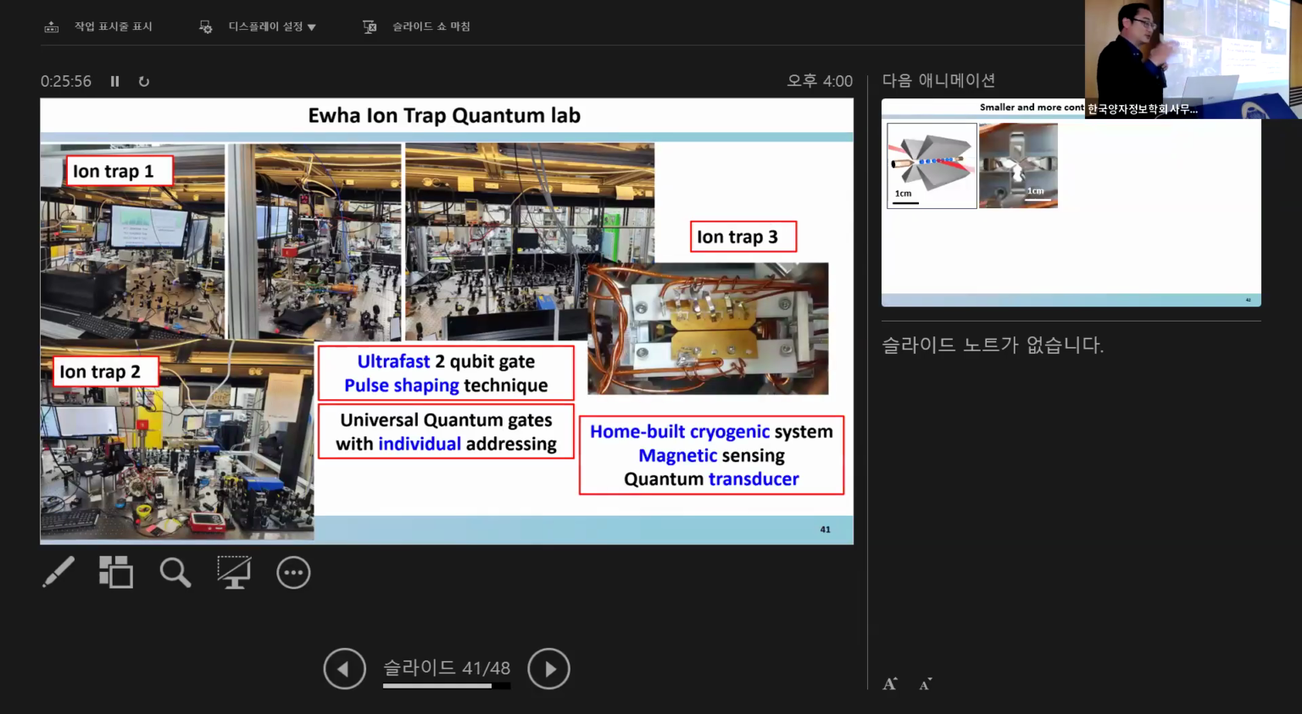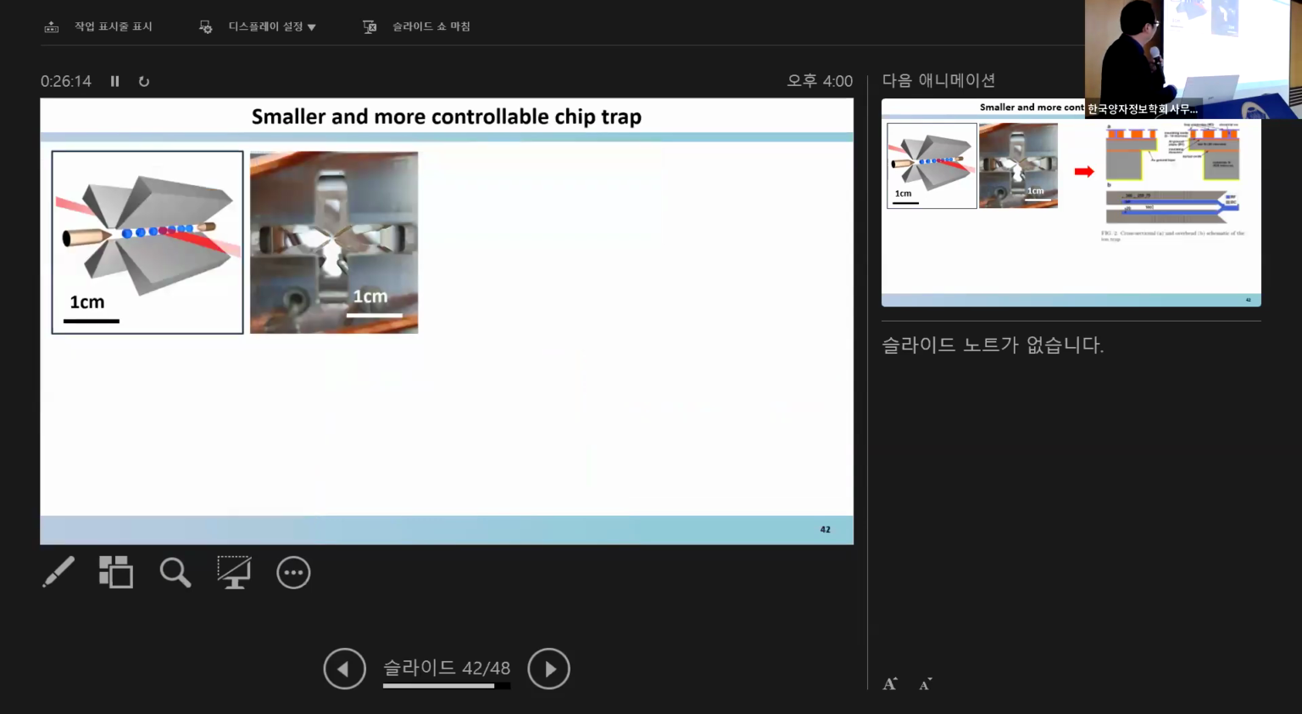And then we are building another trap for shuttling and actually sensing experiments as well. I'm interested in magnetic sensing, which Sergey talked about, but we also have some data already using the ion trap as a sensor, like measuring Earth's magnetic field and canceling Earth's magnetic field, and some preliminary data on that.